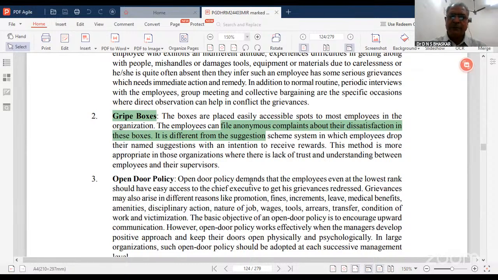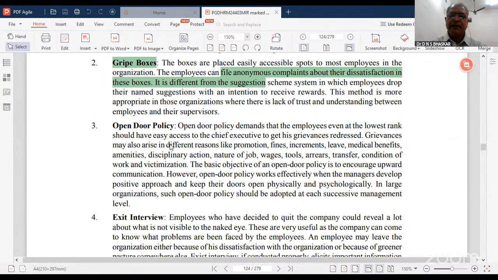This method is more appropriate in organizations where there is a lack of trust and understanding between the employee and supervisor. Normally, if the employee and supervisor are very close to each other, there is no question of any grievance. They can manage orally, or the employee can give a complaint to the supervisor. But when the employee is not confident that the supervisor will cooperate with his grievance, this type of grip box will be a useful point.